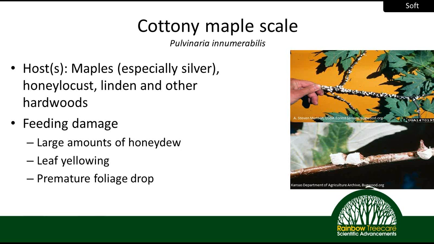So for cottony maple scale, that's the next insect that I'm going to be going over, it really has a wide range of hosts. Really hits silver maples hard, but all maples. It hits honey locusts, linden trees, as well as multiple other hardwoods. You could recognize it from the adults from that really cottony show over here.